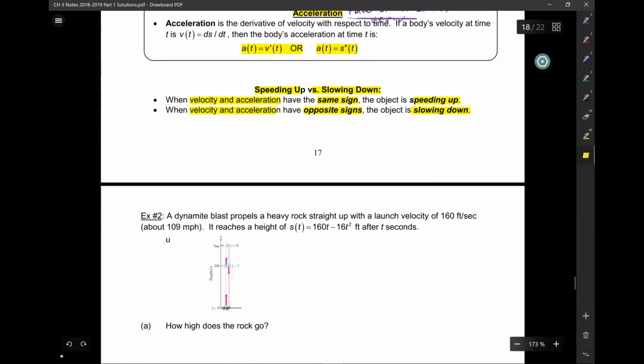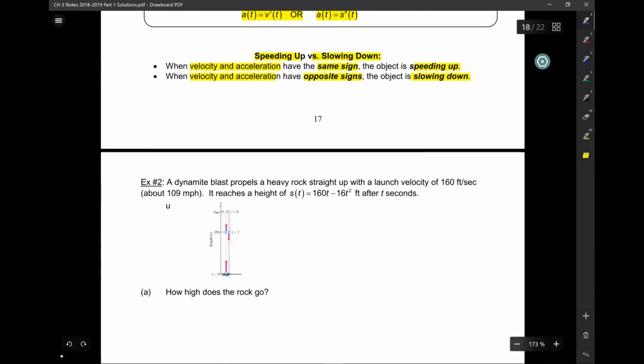So let's recap all this S and V and A. Your position is S of t. Okay? Then V of t is S prime of t. A of t is V prime of t, which is S double prime of t. Okay?